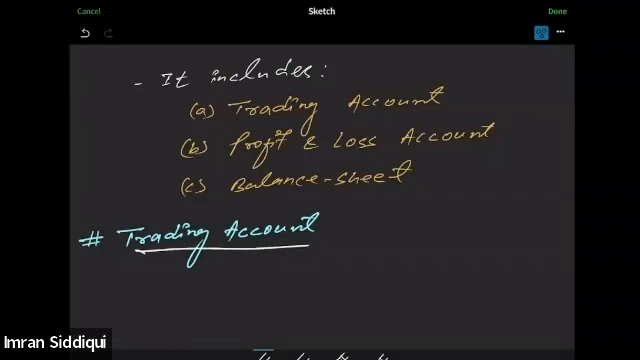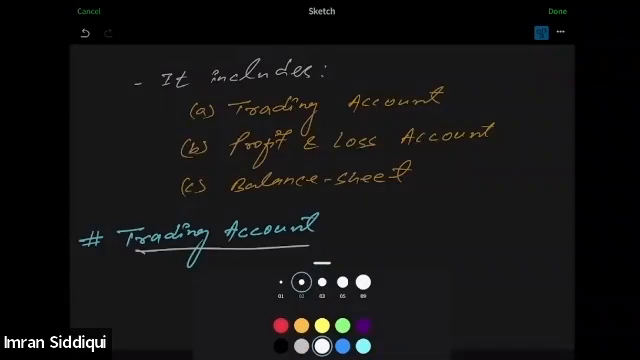Talking about the trading account, we can write: trading account is the first stage in the process of preparation of the final account, and it is a financial statement which shows the result of buying and selling of goods and services during an accounting period. It is prepared to determine or calculate the gross profit earned or gross loss incurred by the organization during one accounting year. So let me write down the definition.